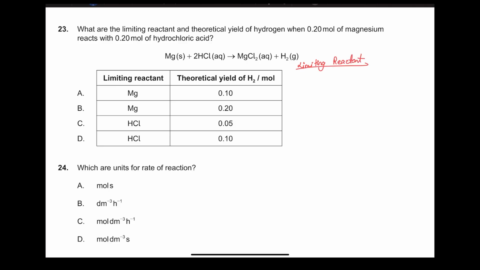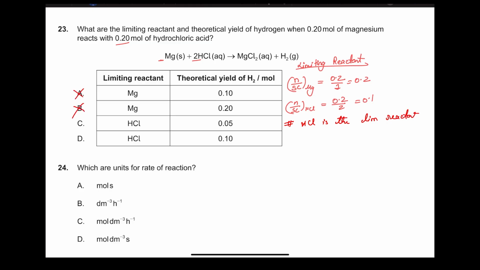To find the limiting reactant, we have to do moles divided by stoichiometric coefficient for each of the reactants. For magnesium, moles is 0.2, stoichiometric coefficient is 1. For HCl, moles is again 0.2, stoichiometric coefficient is 2. Now, the one with a smaller ratio will be the limiting reactant. So we can say HCl is the limiting reactant, and we can eliminate option A and option B from here.